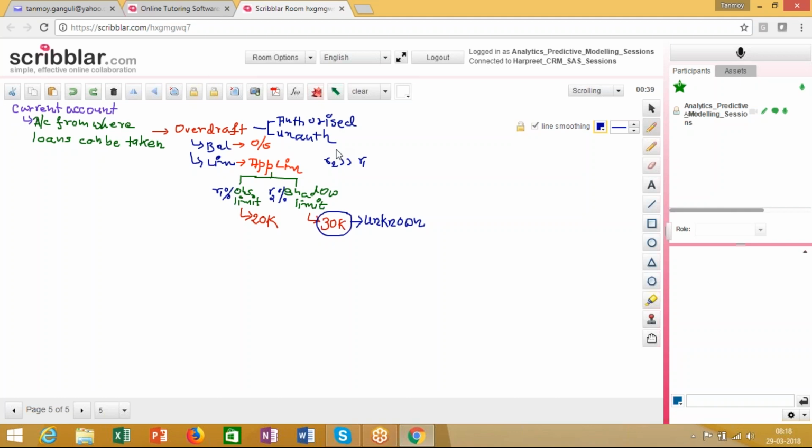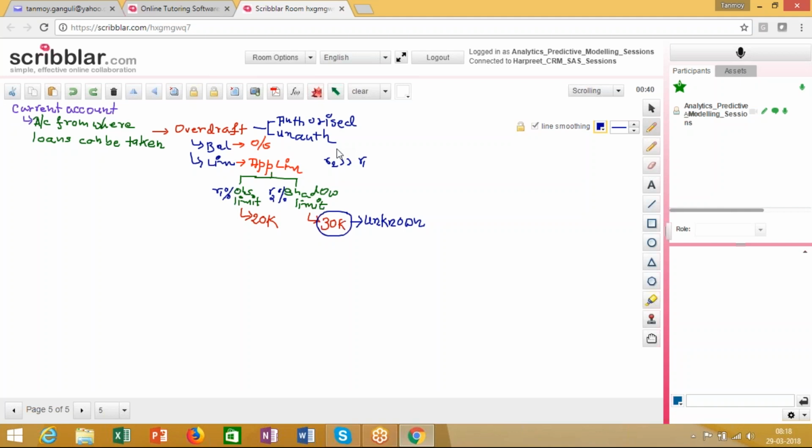There are again acquisition strategies relating to overdrafts. So that is an authorized overdraft, where you have a current account and you have applied for an authorized overdraft facility, and you have been granted that access, the authorization to use the overdraft. So that is your authorized overdraft.